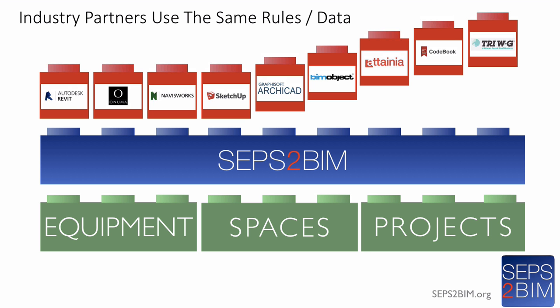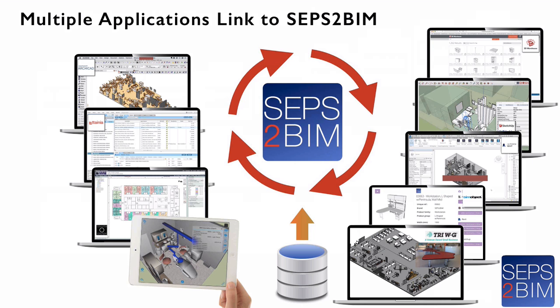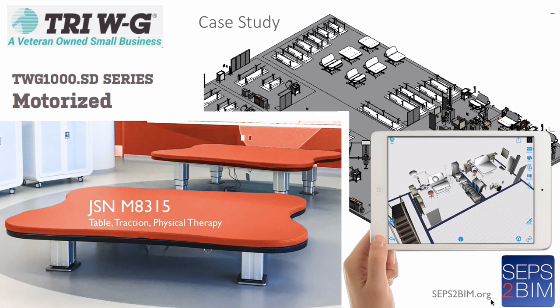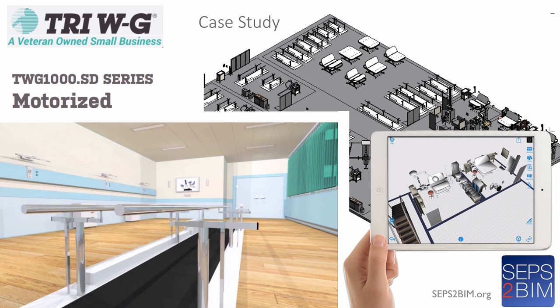So for example, SketchUp and ArchiCAD and BIMobject have medical equipment in it that aligns with SEPS now, and Atania, the medical equipment database, is associated with it. And then Codebook, and more recently TriWG, a medical equipment manufacturer, associated their equipment data with it. So many applications link to SEPS and provide value back to DoD and VA. Here's TriWG's solution sitting on top of the SEPS2BIM and the 1691 data, and made available to designers to use on their projects.